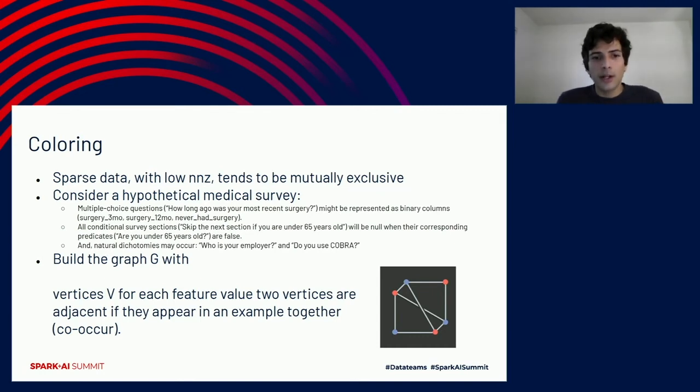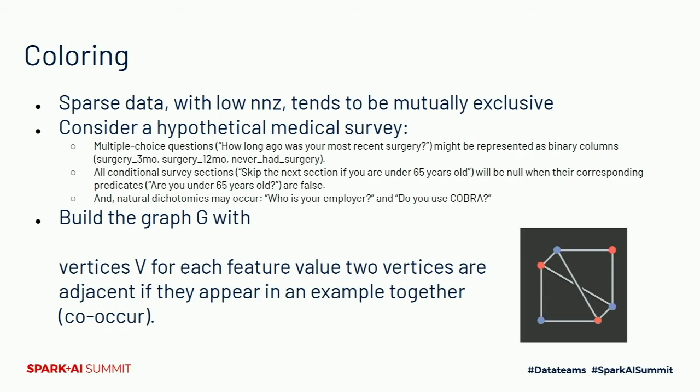The first observation that we're going to make here is that in this kind of low non-zero setting, features tend to be mutually exclusive. So here's an example hypothetical medical survey. If we were to ask people when was their most recent surgery, they might respond to a multiple choice question that's encoded with 3 binary columns. And because only one of these 3 columns is set, they're all going to be mutually exclusive. No row will have more than one of them set. In addition, the generative process for our data, the survey here, might have some kind of control flow. In particular, there might be a section that you only answer if you're over 65 years old. So all of the questions there will happen to have null answers whenever the answer to "are you under 65 years old" is true. And so that's going to create some mutual exclusivity.